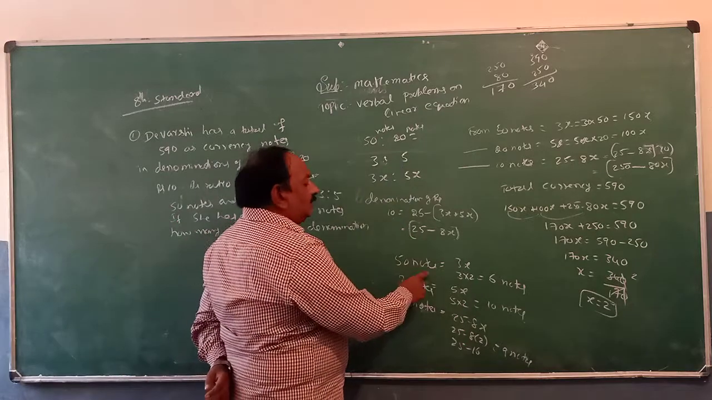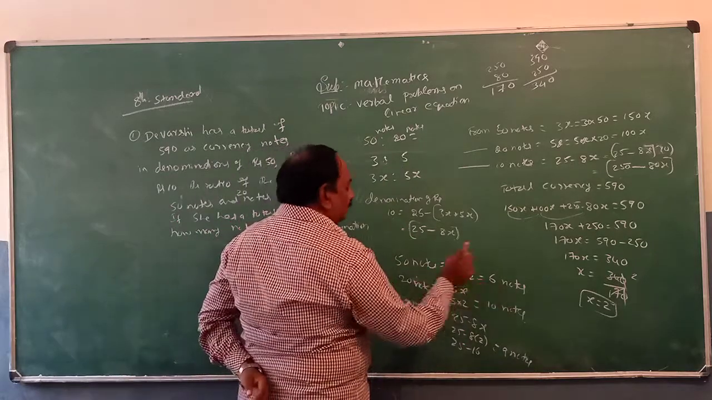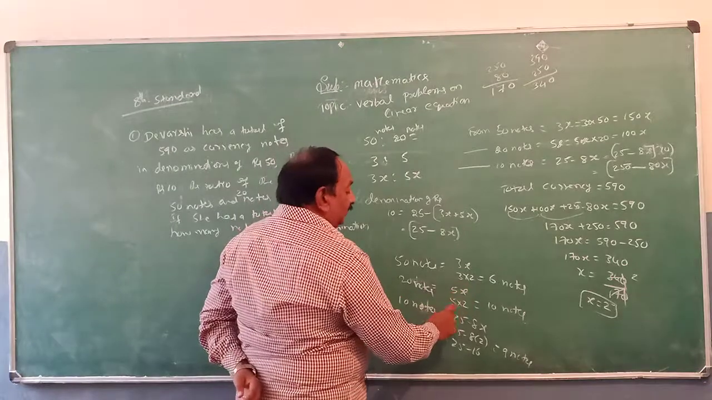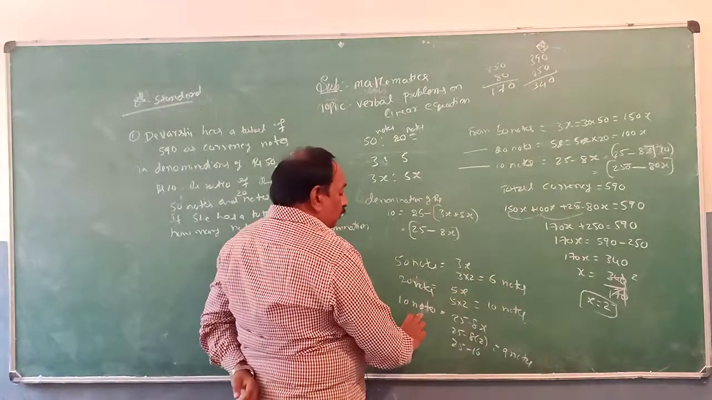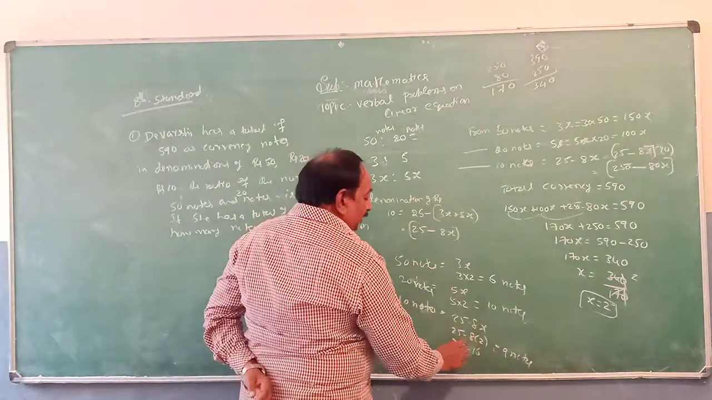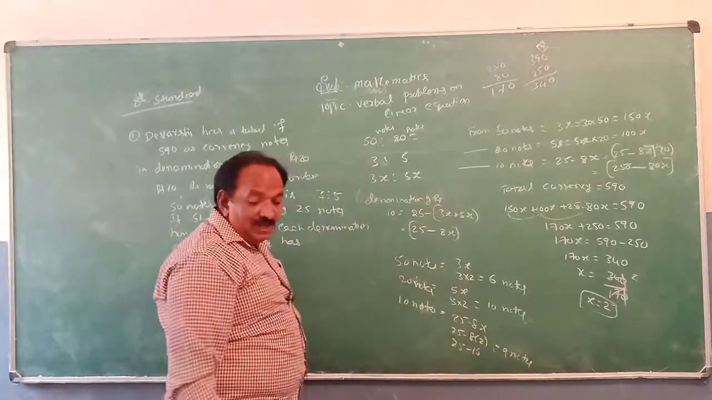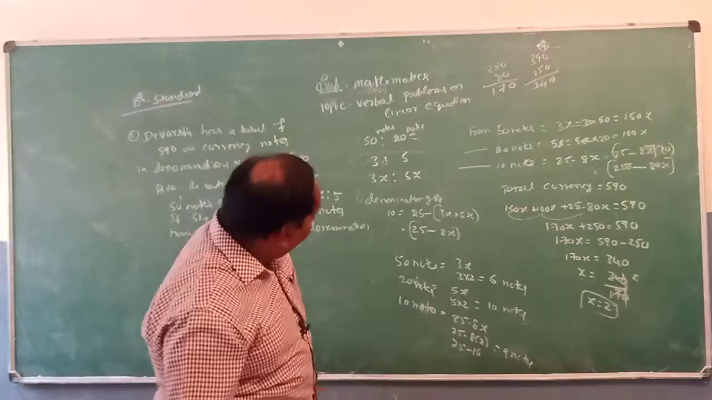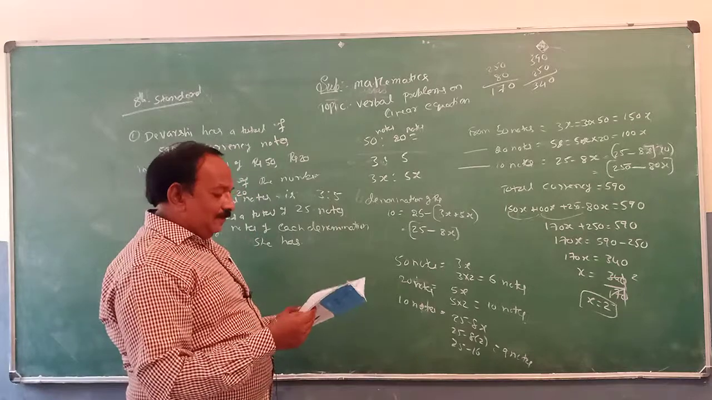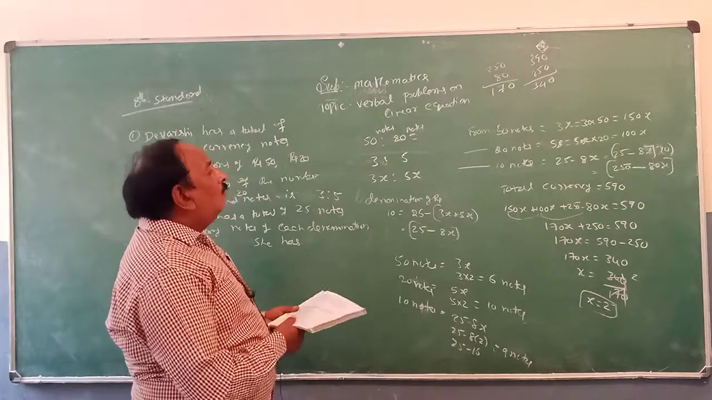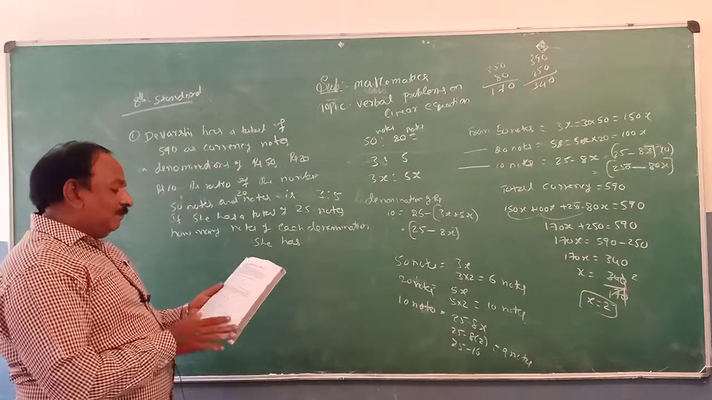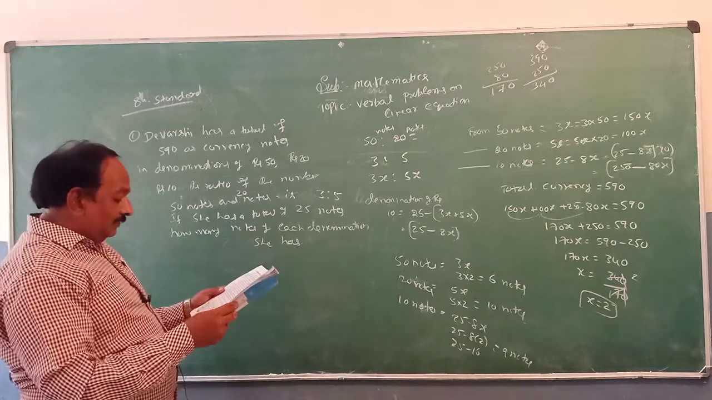Therefore, 50 notes, 3x, 3 twos are 6 notes. 20 notes, 5x, 5 twos are 10 notes. 10 notes, 25 minus 8 twos are 16, 25 minus 16, 9 notes. When we verify this, we get 590. So, we have to work out this problem. These types of problems may appear in your examination.